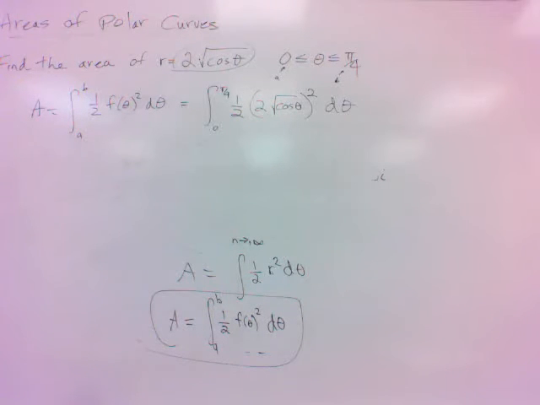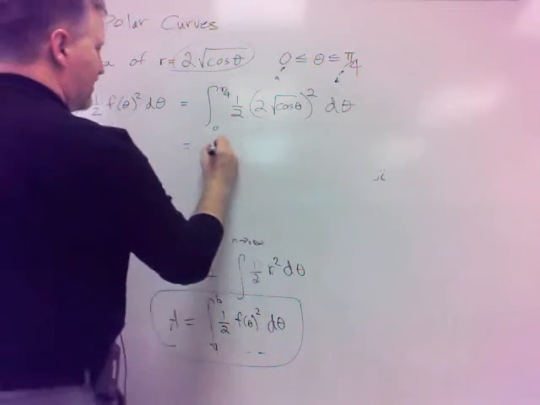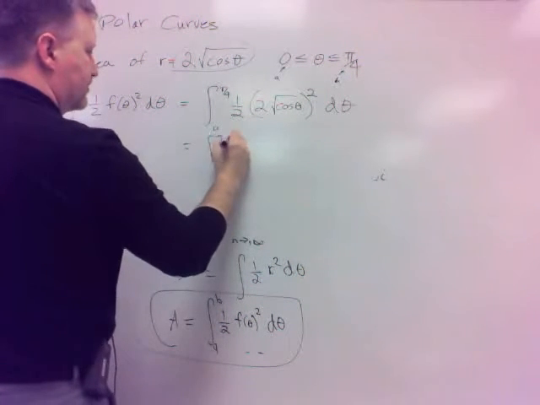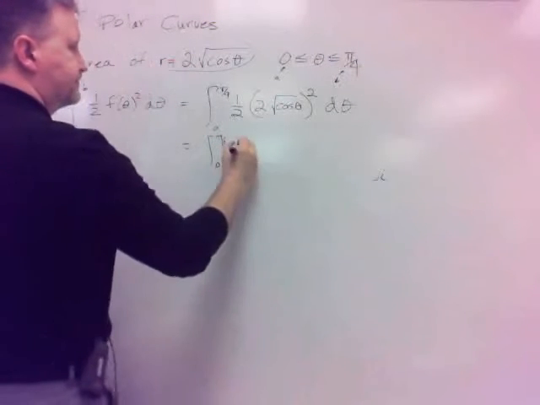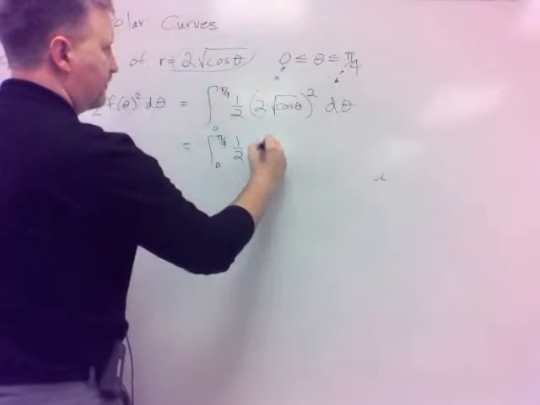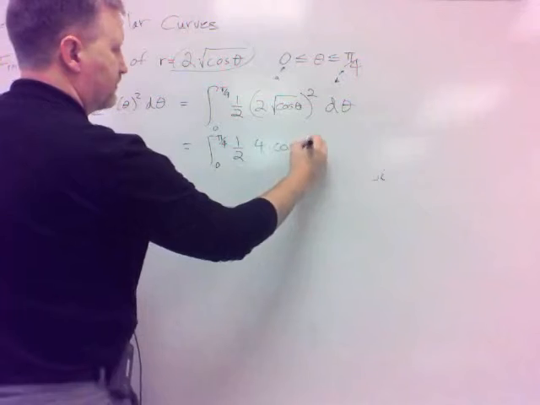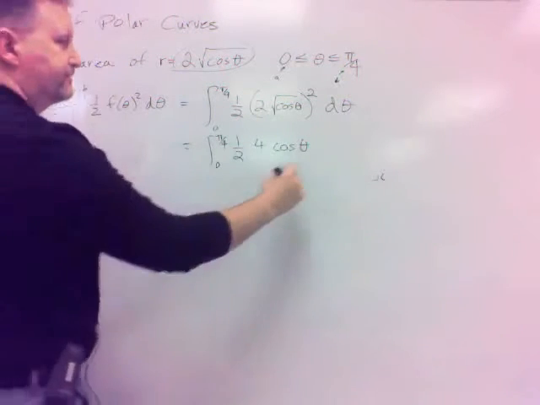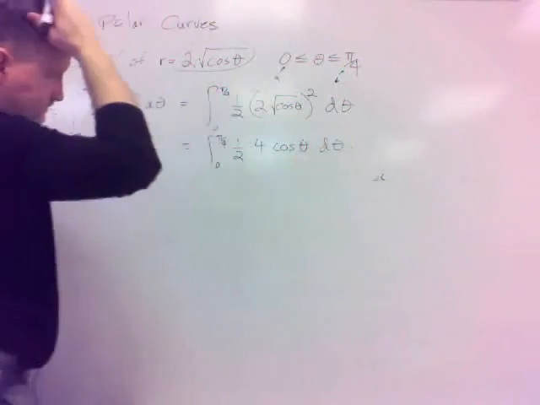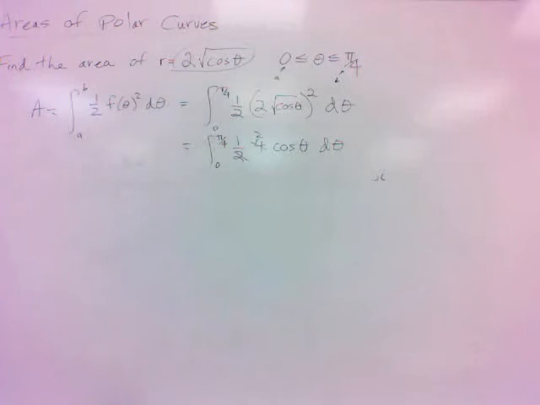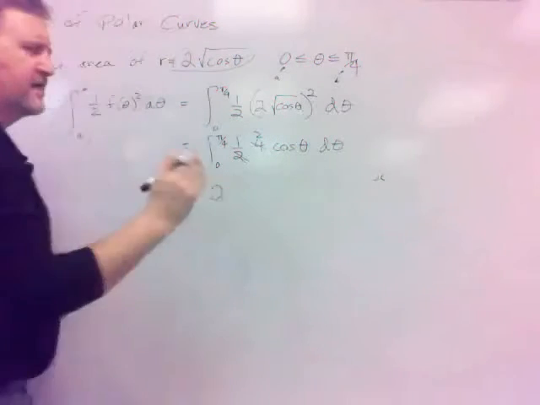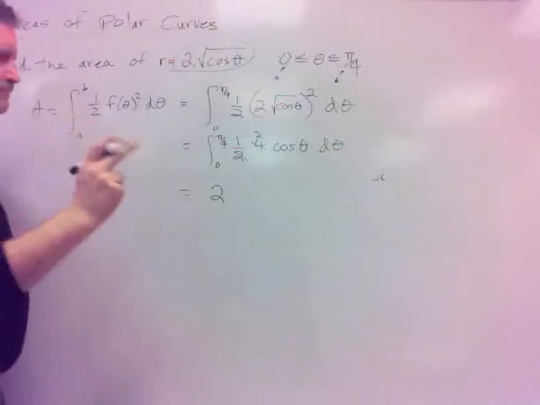Well, like I said, this one's an easy one because of the square root right there. I'm squaring the square root. So that's 1/2 times 4 cosine theta, squaring those out. So that gets me down to 2 cosine theta. That's just a straightforward antiderivative, isn't it? It's 2 times the antiderivative of cosine, sine.